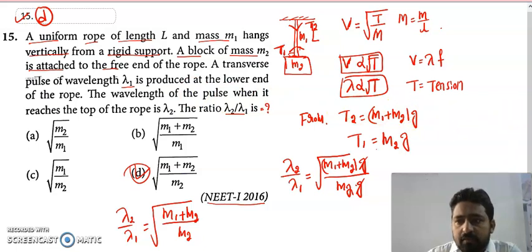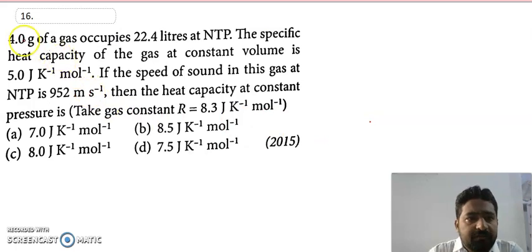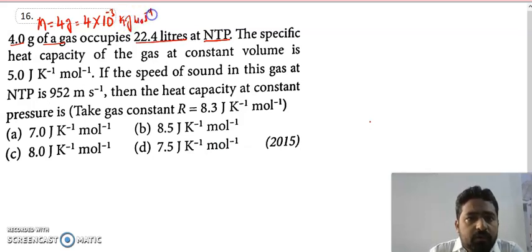So let's move to problem number 16. Here 4 gram of mass occupies 22.4 liters at normal temperature and pressure. So the molecular mass is 4 gram, and you have to convert to kg: 4 into 10 to the power of minus 3 kg per mole.